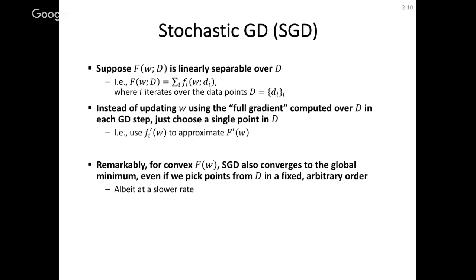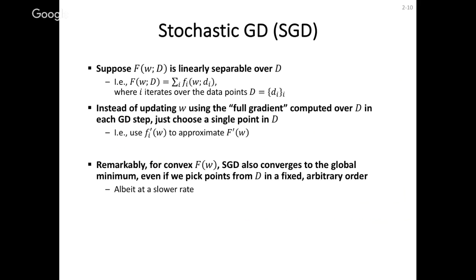When you do this gradient update step, a lot of times you can compute this gradient over the entire data set. In some situations, the loss function is actually linearly separable over the data set. So you can break it down into a summation over something that is computed on individual data items. So in every step, you're computing this sort of aggregation over the entire data set to do the update.